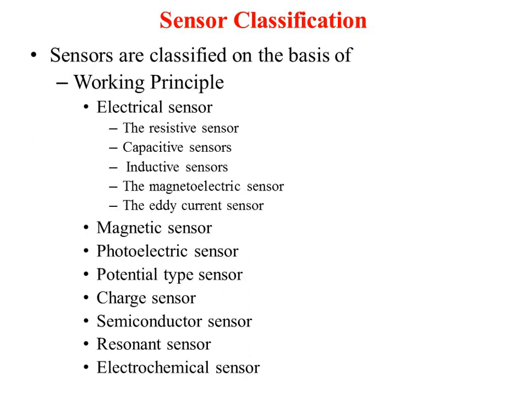Now the next sensors will be the classification based on the working principle. They are classified on the basis of working principle. So we can classify the sensors as electrical sensor, magnetic sensor, photoelectric sensor, potential type of sensor, then charge sensor, semiconductor sensor, resonant sensor, electrochemical sensors. So through this course you are going to learn all these parameters.